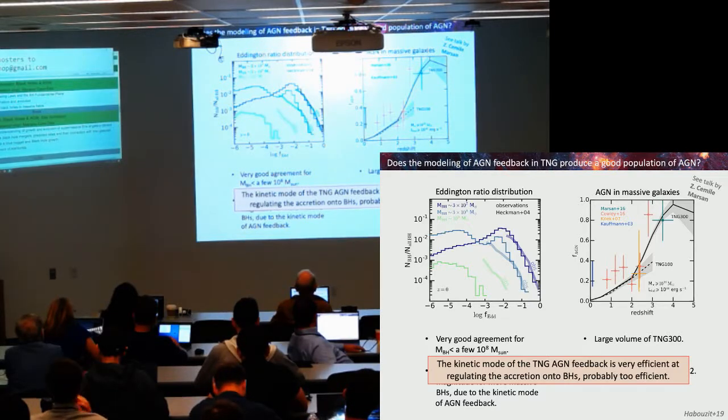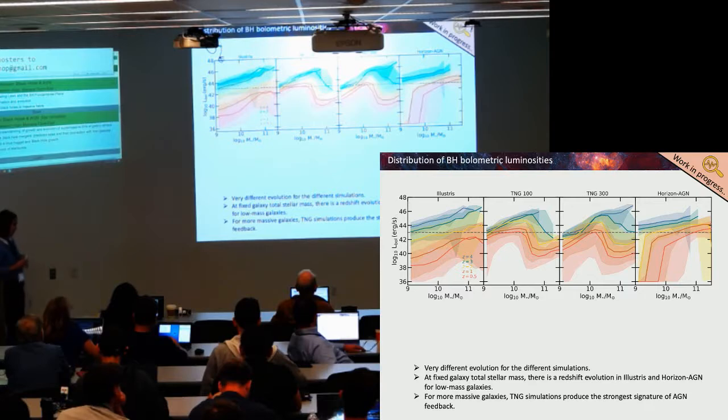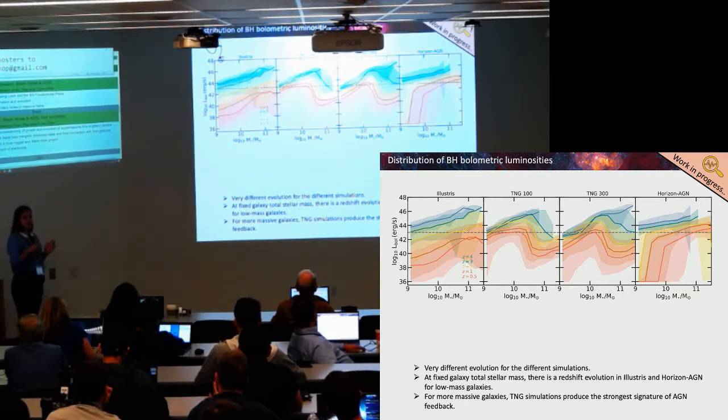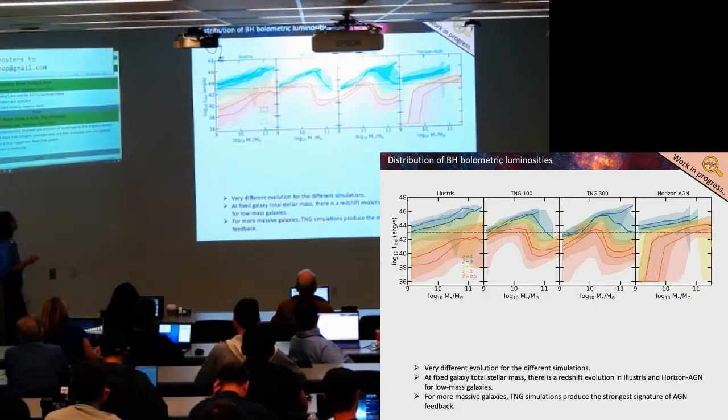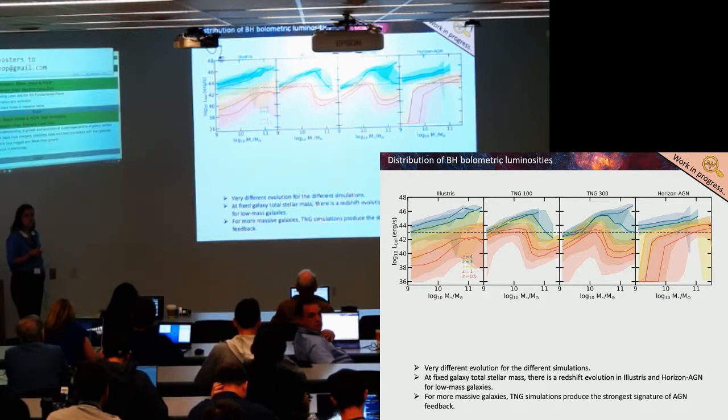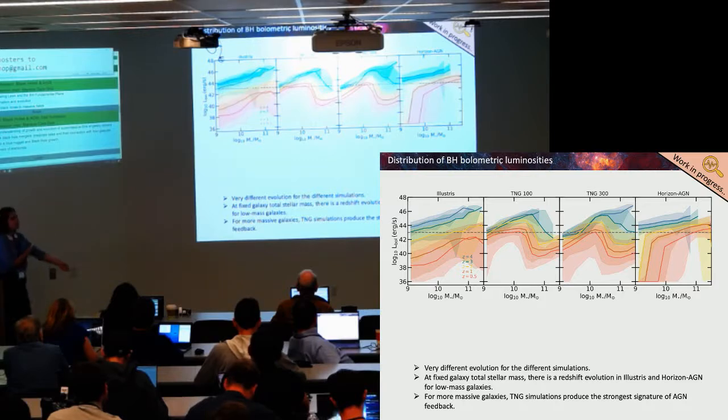Okay, and in the last minute, I wanted to talk about this new paper that we are working on. It's a comparison between different simulations, but we were focused on understanding how the AGN population is actually working in simulations and how we can improve cosmological simulations in this direction. Here I cannot show everything, so I will only show the easiest thing that you can do in such a comparison. Here I'm showing the distribution of the bolometric luminosity function of the AGN for Illustris, TNG100, TNG200, and Horizon-AGN as a function of redshift and as a function of stellar mass.